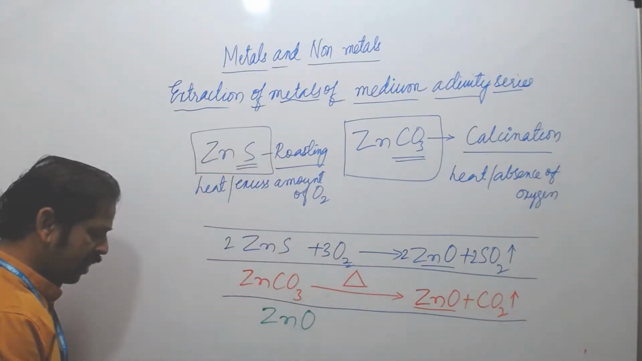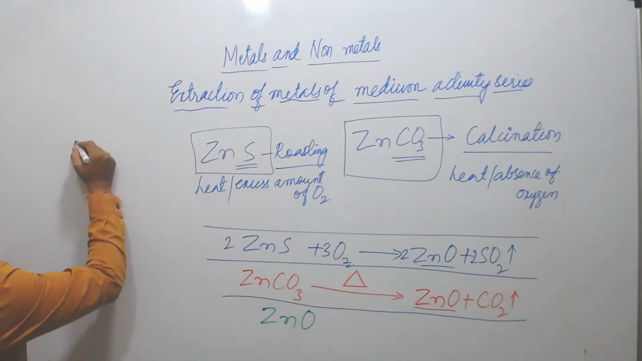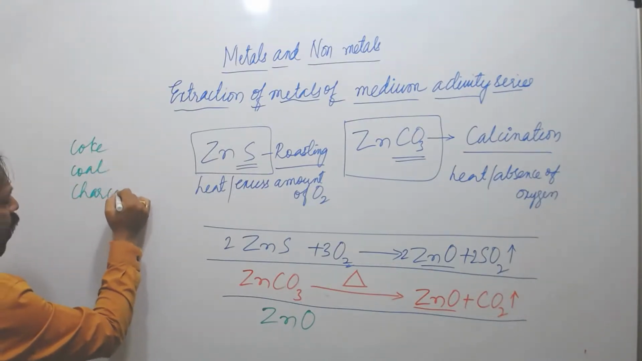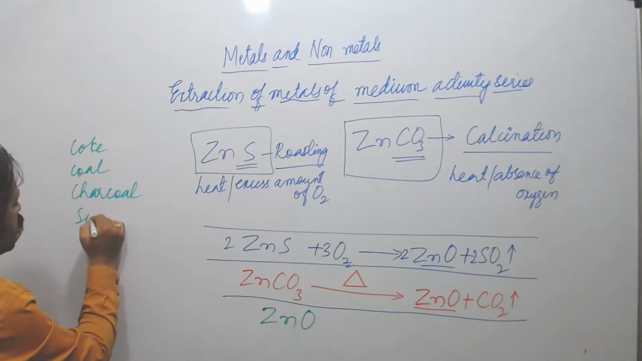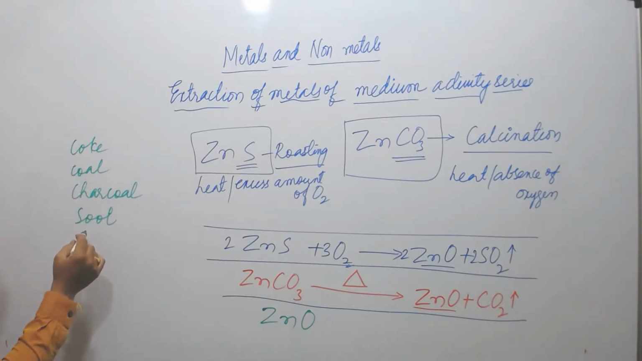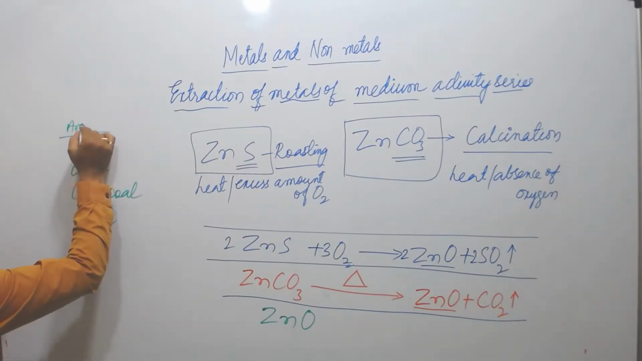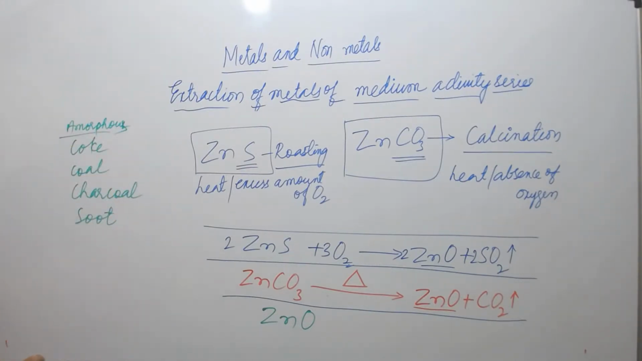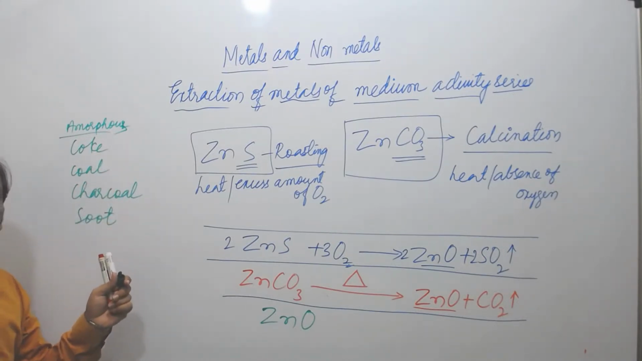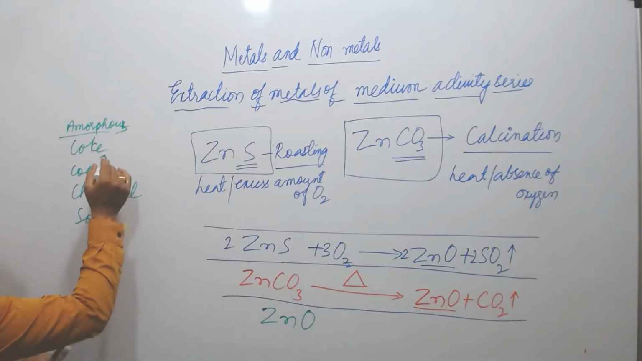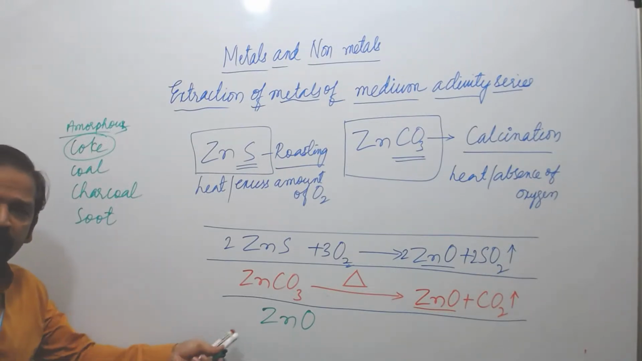Actually, we have four amorphous forms of carbon: coke, coal, charcoal, and soot. These are the four allotropic forms which come under the amorphous forms of carbon. Crystalline forms are graphite, diamond, and fullerene. In this, we are taking coke as a reducing agent here.